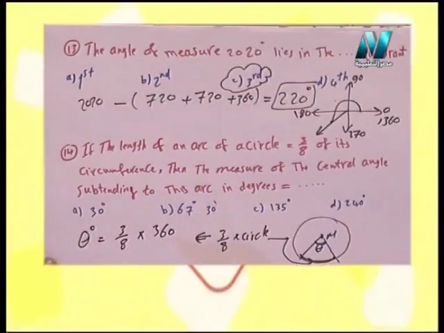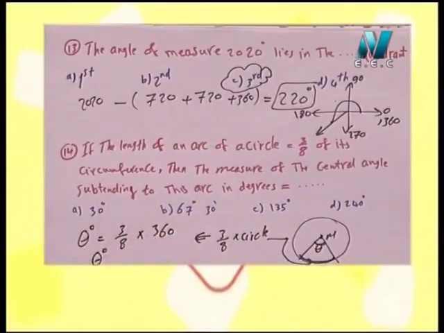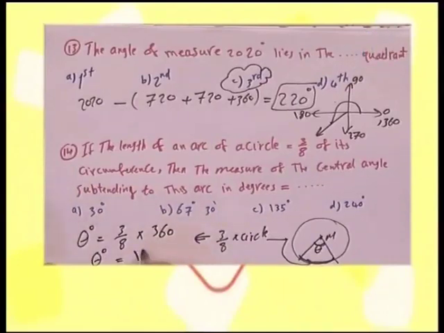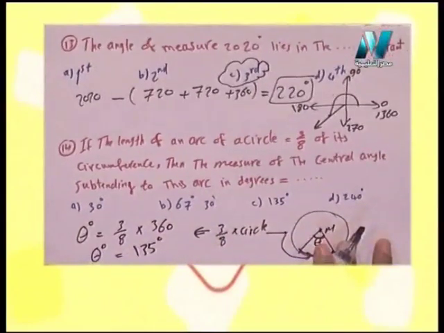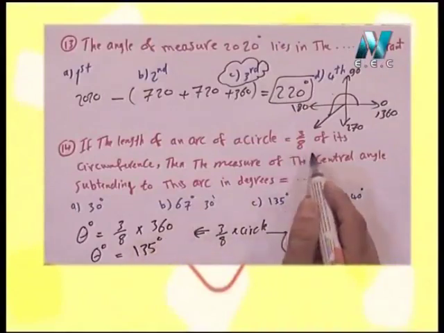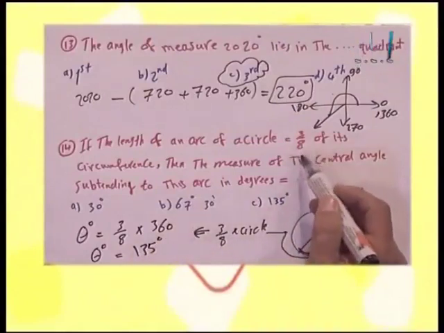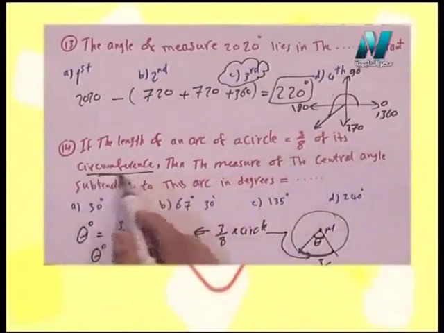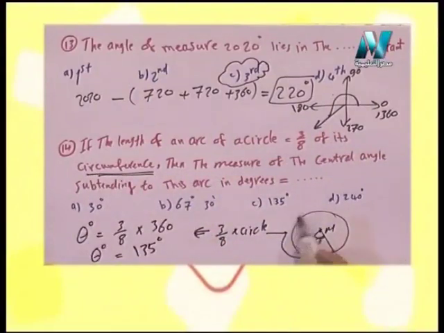By using your calculator, you can find out that theta degree equals 135. So the answer here is 135 degrees for the central angle, which is 3/8 of the whole circumference or the whole arc. We know that the whole arc here equals 360 degrees as a measure.